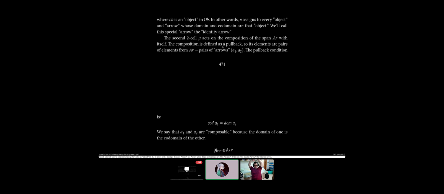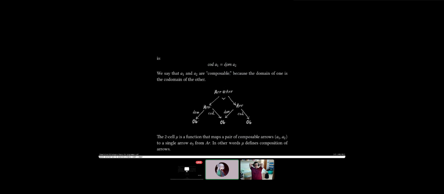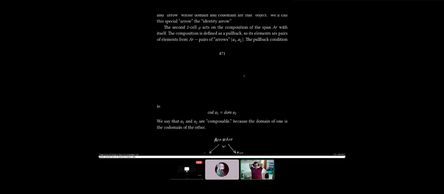The composition is defined as a pullback, so its elements are pairs of elements from R, pairs of arrows, and the pullback condition is this. The codomain of A1 needs to be equal to the domain of A2. Wait, let's backtrack. I need to read that again.